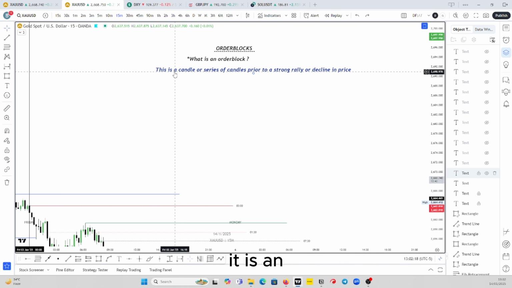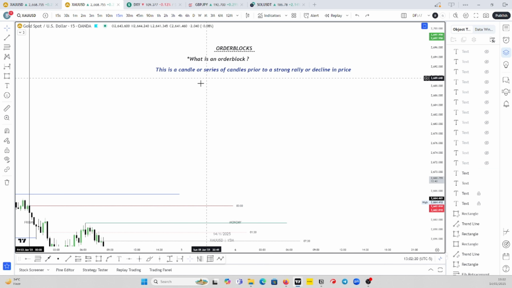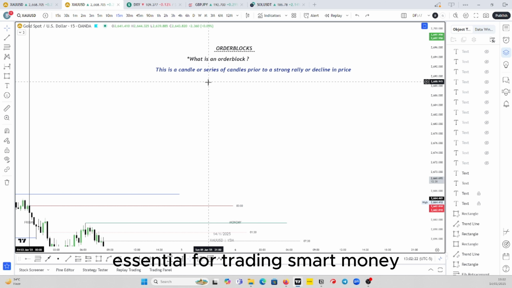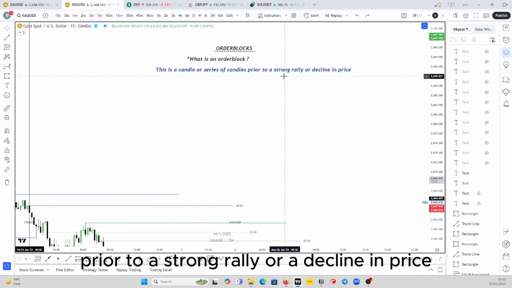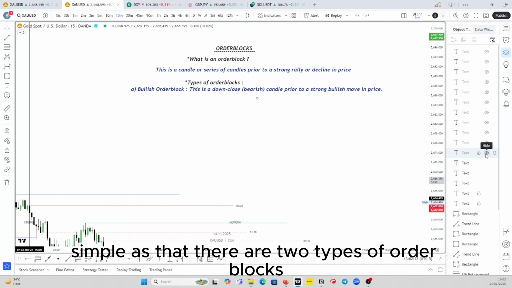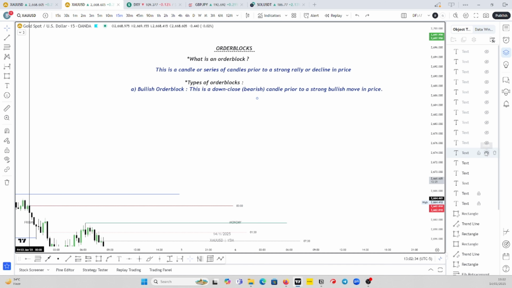An order block is a candle or a series of candles prior to a strong rally or decline in price. It is essential for trading smart money. Simple as that. There are two types of order blocks.